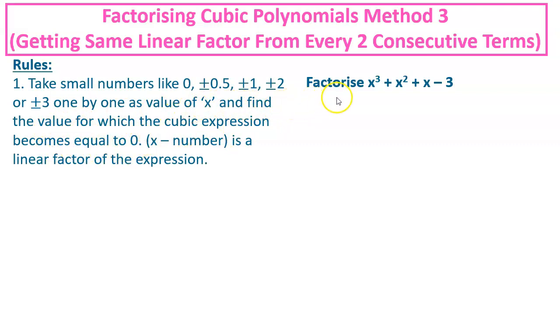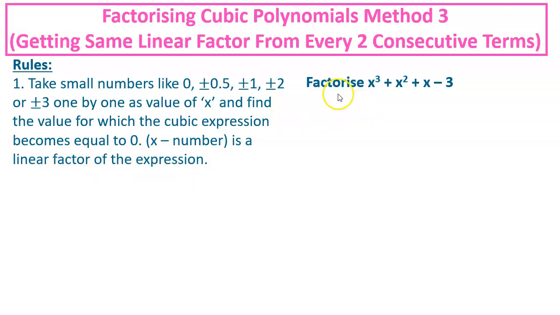Now, I am not going into the details of the rational root theorem. From the rational root theorem, we actually get the numbers that we should be trying, but you don't have to go to those details. You just try small numbers, the trivial numbers 0, plus minus half, plus minus 1, plus minus 2 or plus minus 3, and put them one by one in place of x in the expression and see for which value the expression becomes equal to 0. Then x minus that number will be the linear factor of the expression.